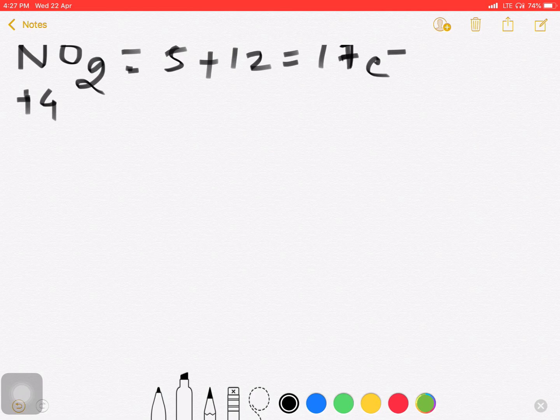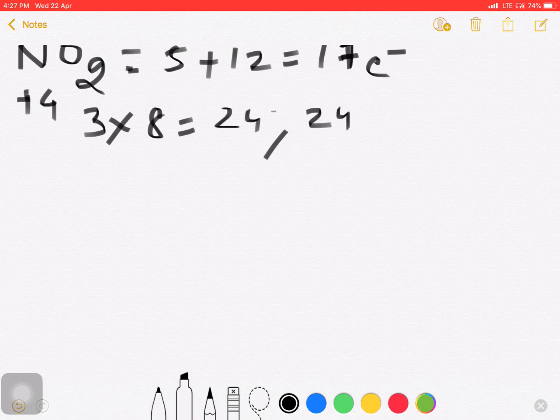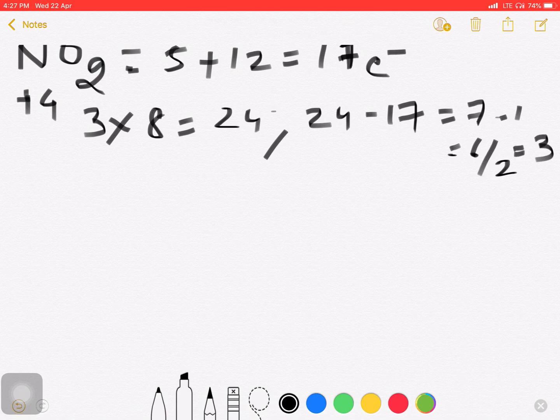So now 3 atoms, 1 nitrogen and 2 oxygens, so totally 3 into 8. Total requirement 24. So we have 24 minus 17. So this comes as 7. I will subtract 1. So that will be 6 by 2. That will be 3. So basically there are 3 bonds in NO2. Let's start framing now and let's see how we are able to get the structures. So with respect to NO2, we will have the arrangement like this.